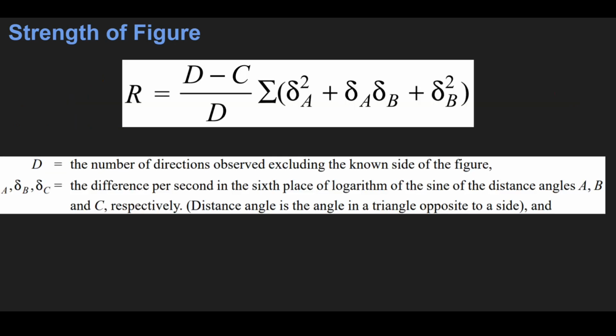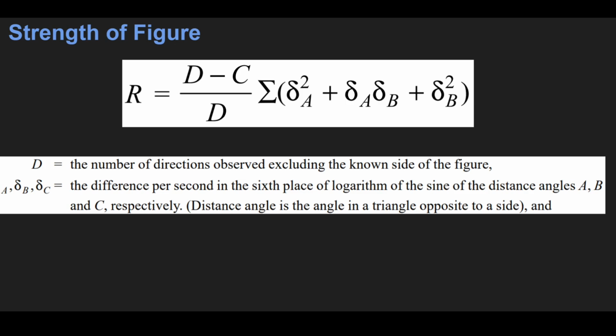So we have here the formula, where D is the number of directions observed excluding the known side of the figure. And we have delta A, delta B, and delta C here. The deltas in this formula are the difference per second in the sixth place of logarithm of the sine of the distance angles A, B, and C respectively. So you will see that later in an example. So the distance angle is the angle in a triangle opposite to a side.